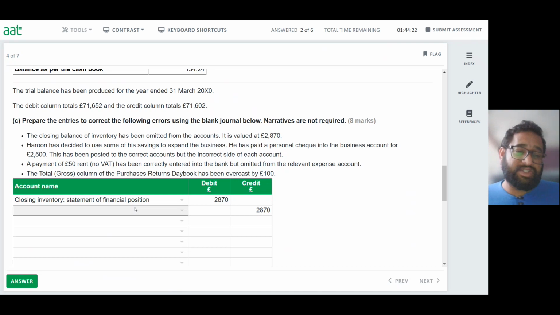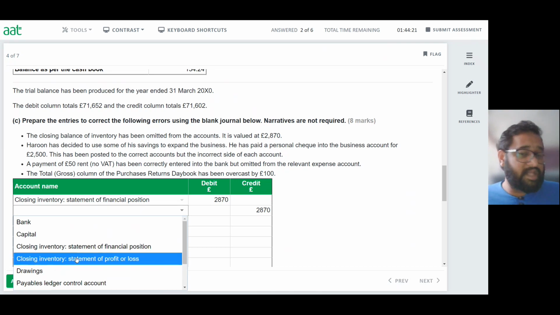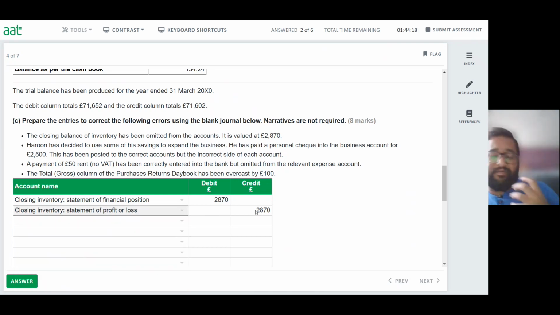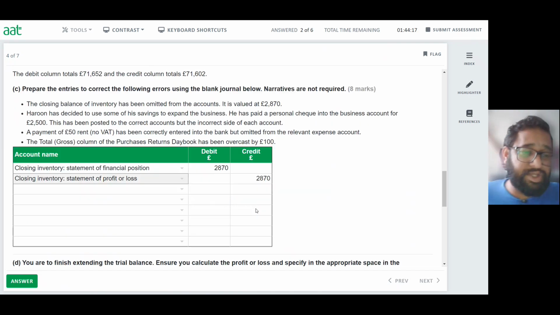So when it comes to the profit and loss statement, we will do that here. In the statement of profit and loss, it comes off on the credit side. Okay, so that part has already been done. The next one is: Harun has decided to use his savings to expand the business. He has paid a personal cheque into the bank account for £2,500. This has been posted to the correct accounts, but on the incorrect side of each account.